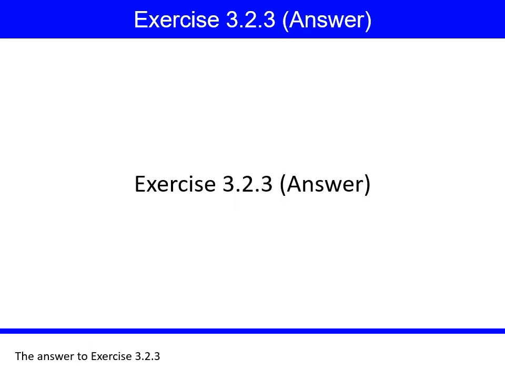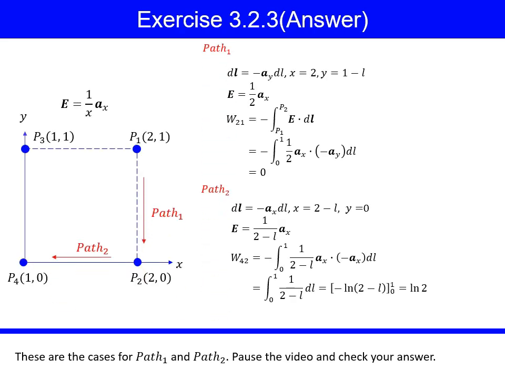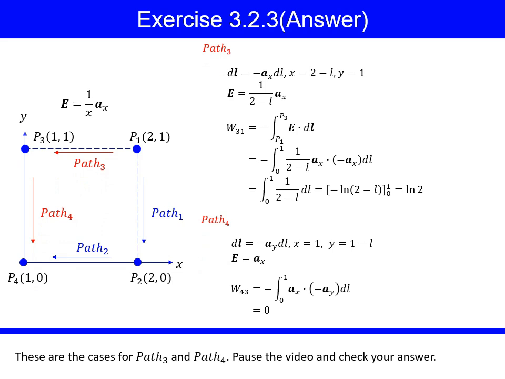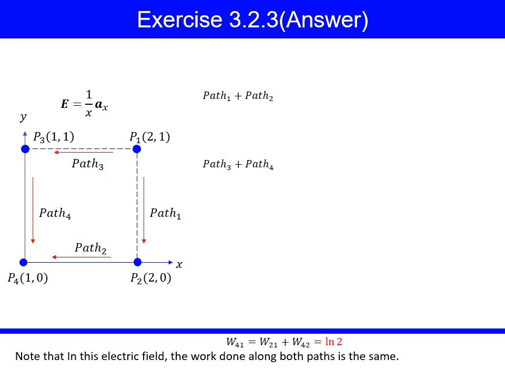The answer to exercise 3.2.3. These are the cases for path 1 and path 2. Pause the video, and check your answer. These are the cases for path 3 and path 4. Pause the video, and check your answer. Note that, in this electric field, the work done along both paths is the same.